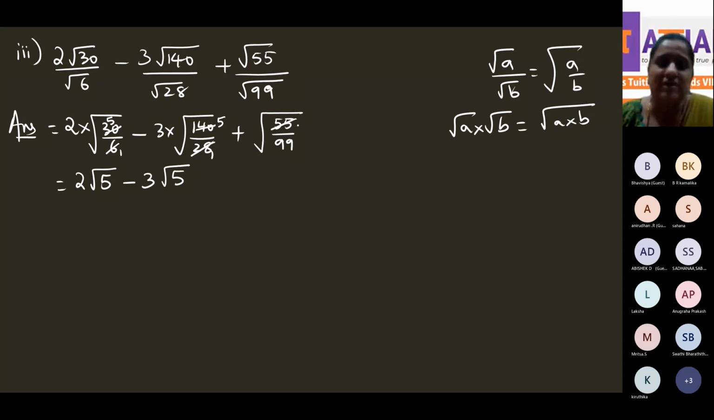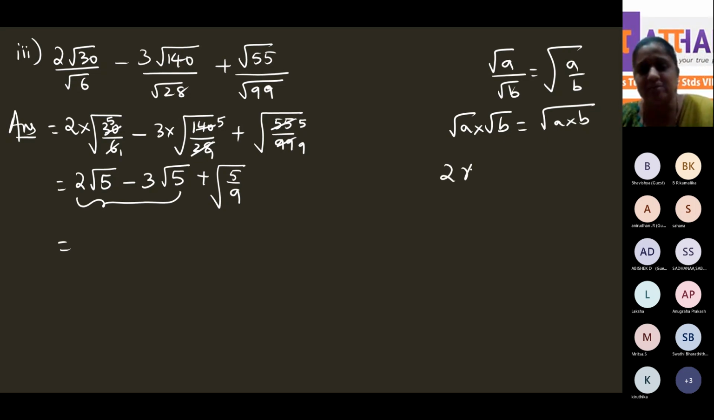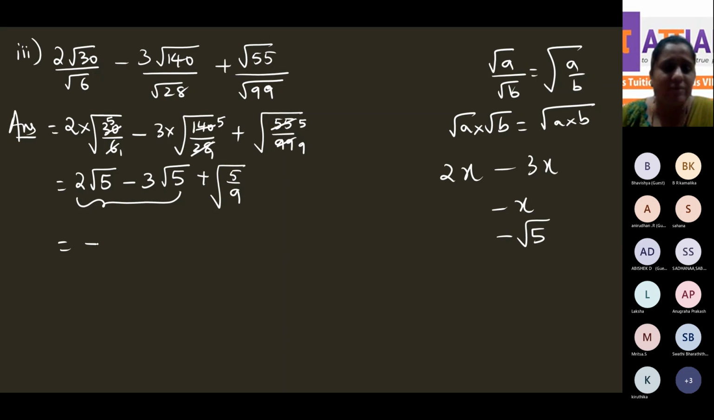Then 11 fives are 55, 11 nines are 99. So it will be plus root 5 by root 9. Let's write that: root of 5 by 9. Next step, you can simplify these two, because 2 root 5 minus 3 root 5 is like 2x minus 3x. What is that? Minus x, because different signs: subtract and put the sign of the greater number. So minus root 5.